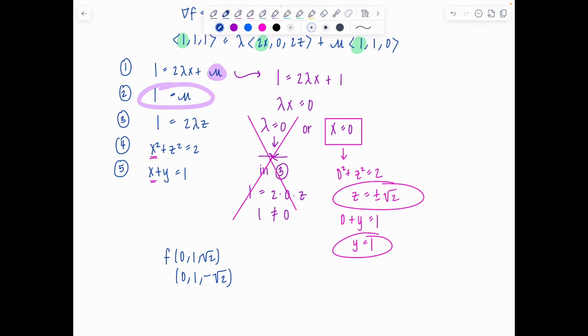Let's evaluate the function at both of these. Do you remember what the function was? It wasn't wild. It was just x plus y plus z. Yep. So 1 plus rad 2 and 1 minus rad 2. So this is our absolute max, and this is our absolute min.